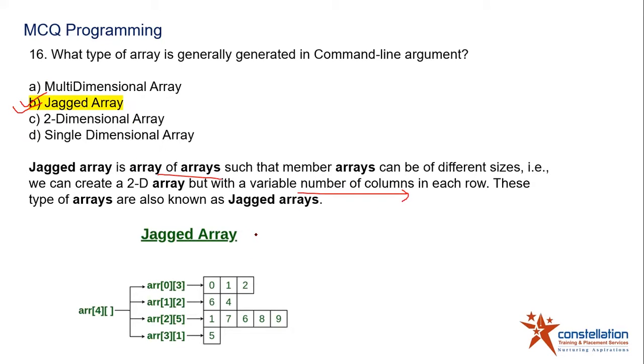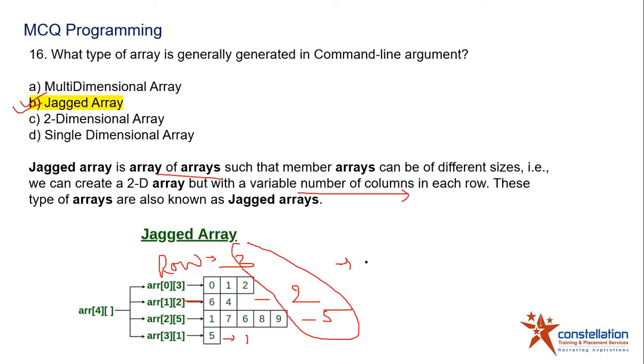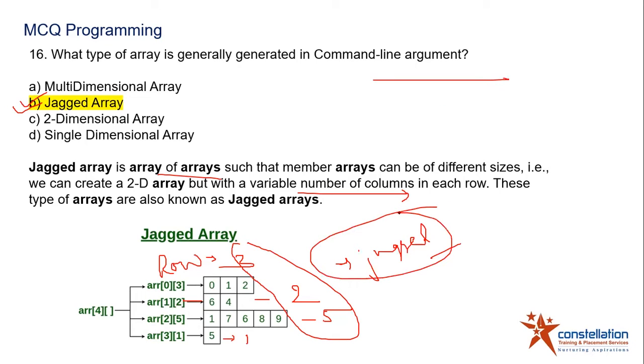Okay. The number of columns in each row varies. Like here you see for row number 1, we have 2 columns. For row number 2, we have 5. And for row number 3, we have just 1. So the number of columns is varying. This type of array is called a jagged array. So basically with command line arguments, you get a jagged array. The number of columns is not fixed.